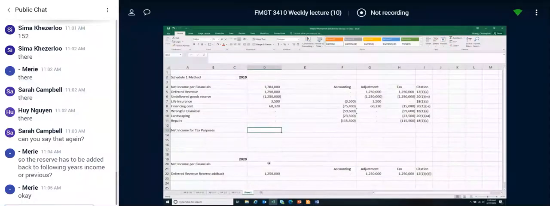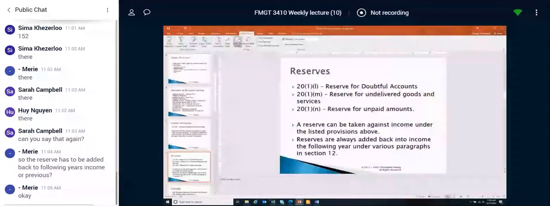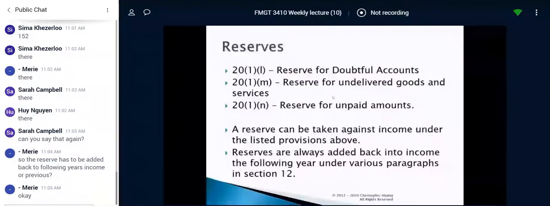Okay. Now, in terms of reserves, 21L, the reserve for doubtful accounts. This is basically tax's bad debt reserve. Now, you guys learned allowance for doubtful accounts, AFDA, in your accounting courses. Here's my question. How do you guys calculate AFDA? How do you guys still determine your AFDA?